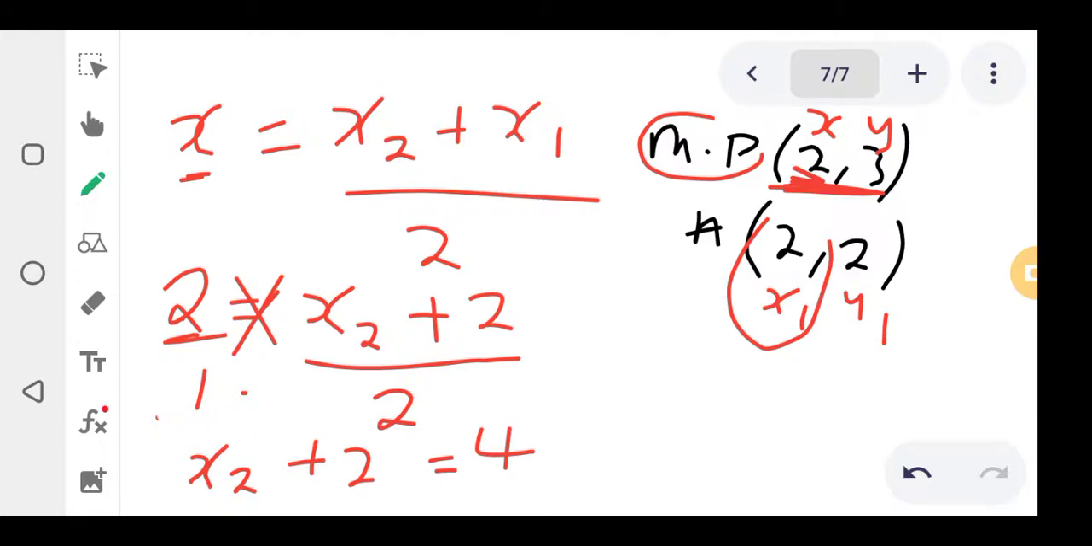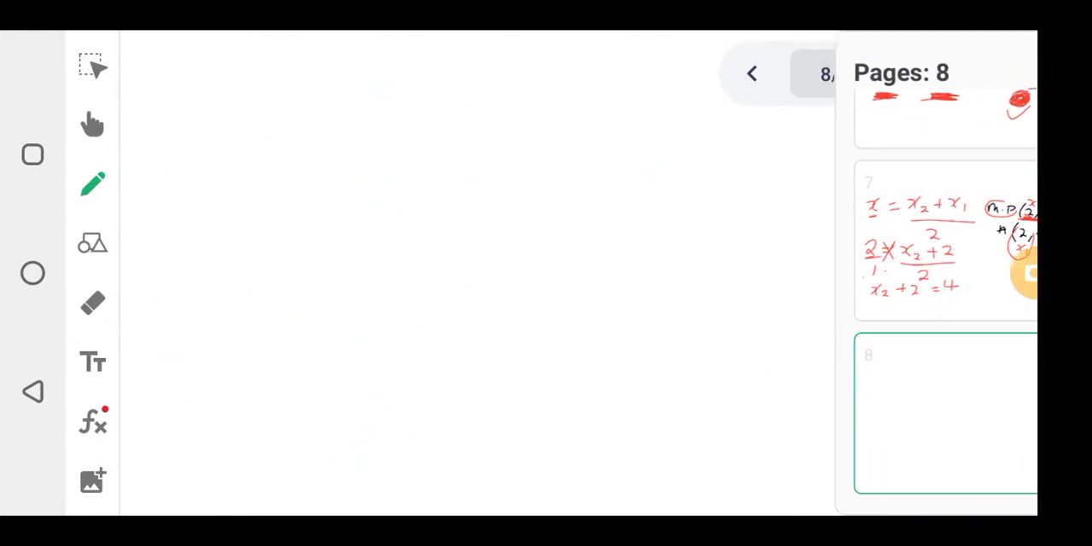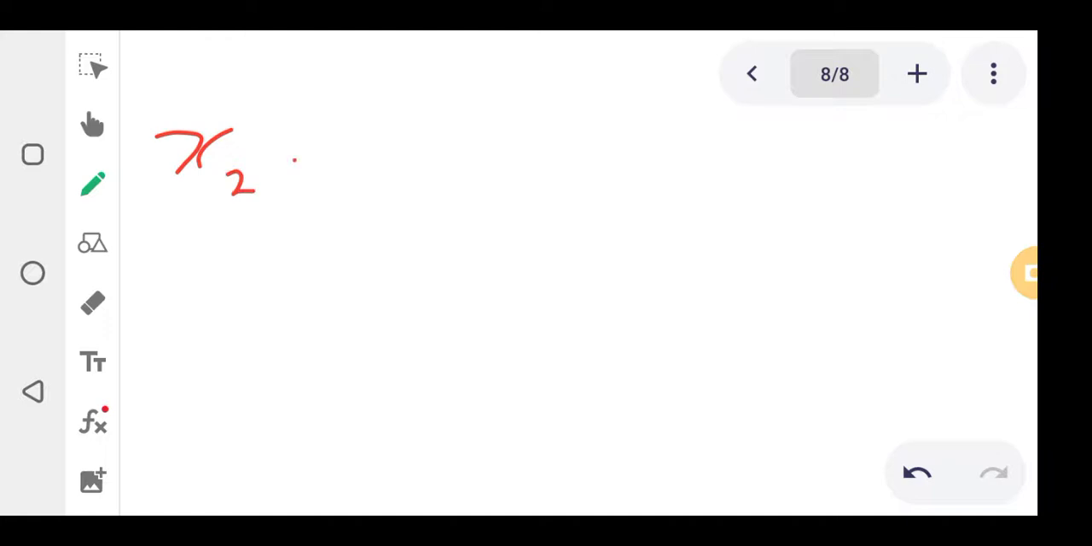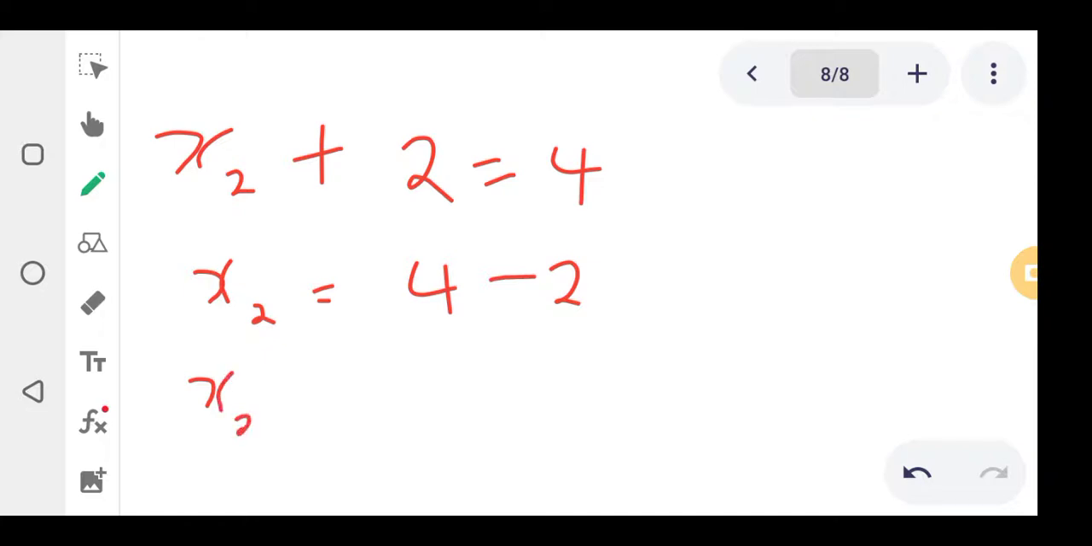So the first equation we have is x2 plus 2 is equal to 4. So x2 is equal to 4, and that 2 goes this side and becomes minus 2. So x2 is going to be equal to 2. So I found the x coordinate for point B.